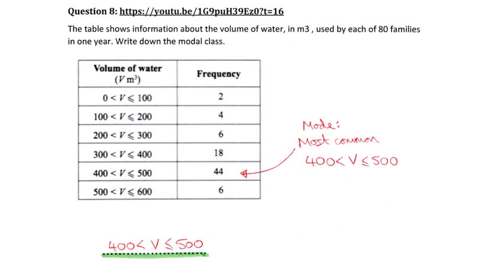So question number 8. Modal class. This just means the mode, the most common category that we've got. So to find the mode from a table, we look down our frequency and find the highest frequency. The highest frequency is 44. So the modal class, the most common category, is the 400 to 500 category.